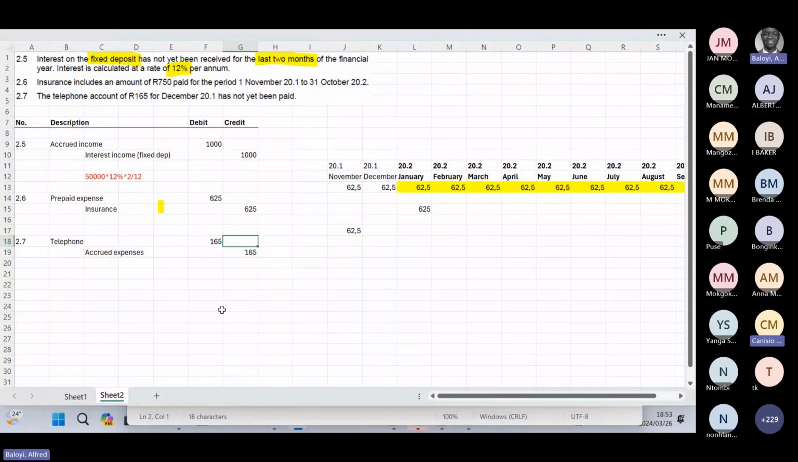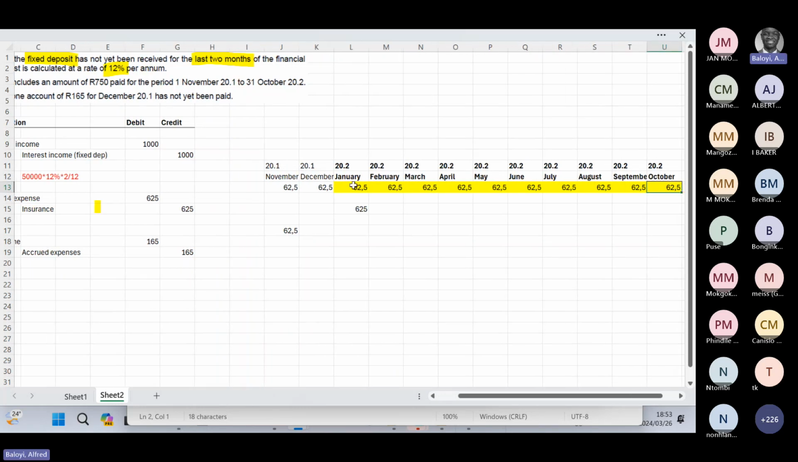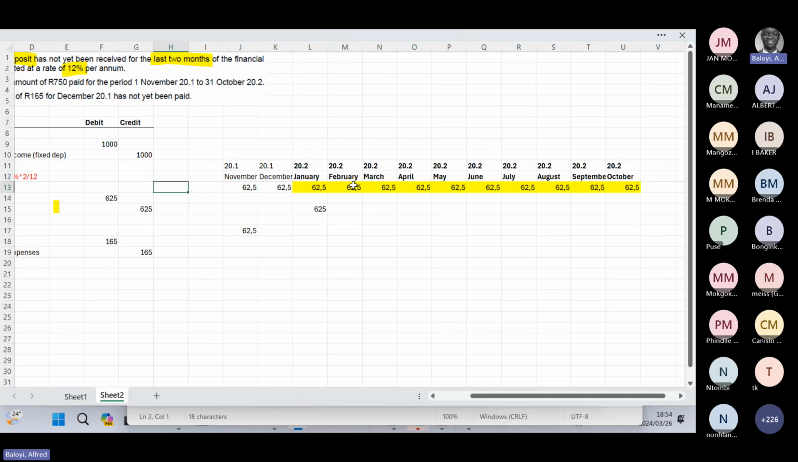I just want to know, how did we get 62.5, something like that, on 2.6? Oh, it's the 750, right? So the 750, they said it's for a period of 12 months. So if you take 750 divided by 12, it will give you the 62.5. So each month you have an insurance of 62.5 up until end of October. So that's where the 62.5 is coming from.